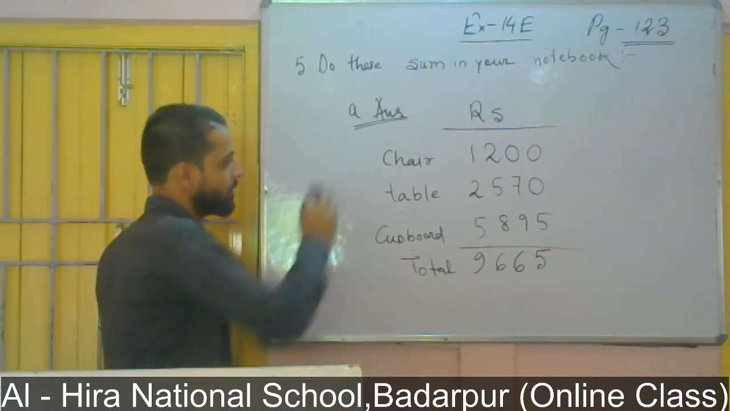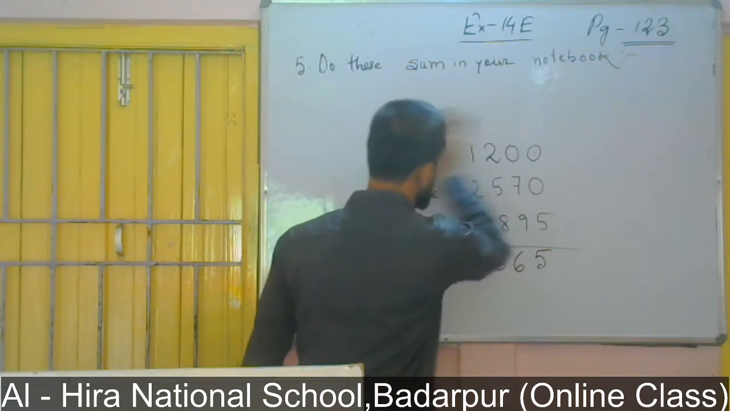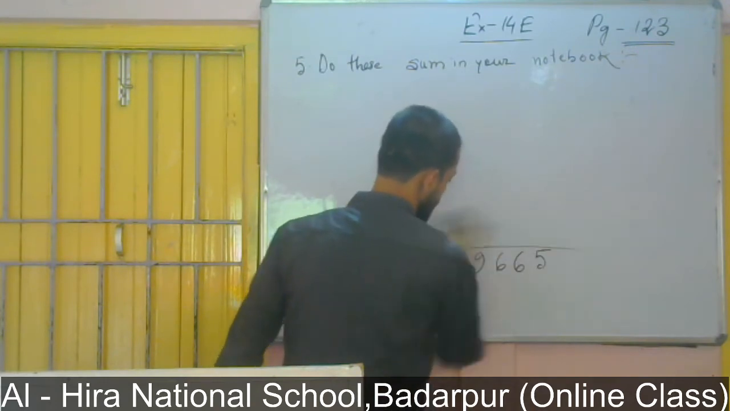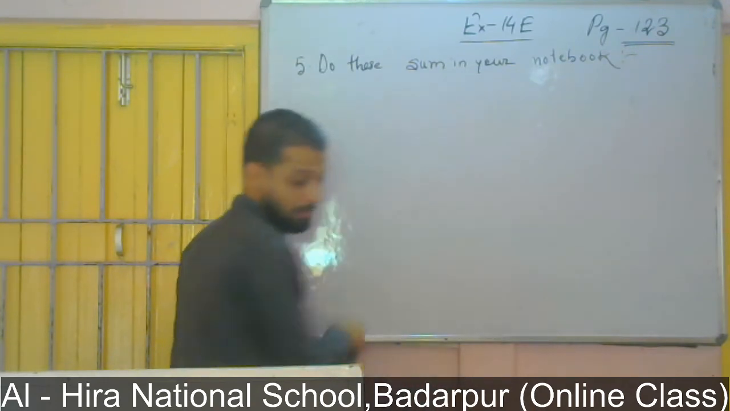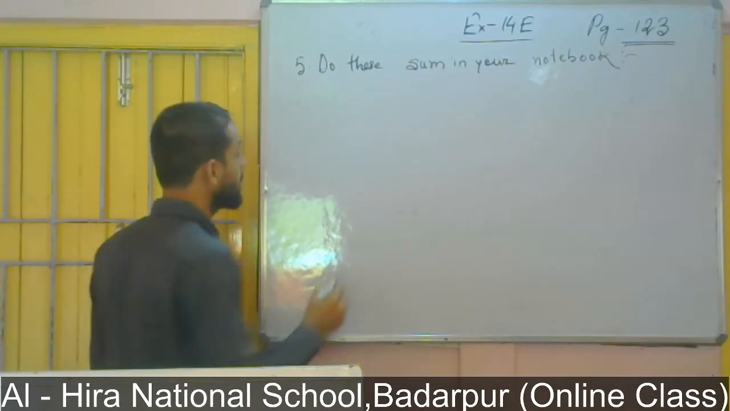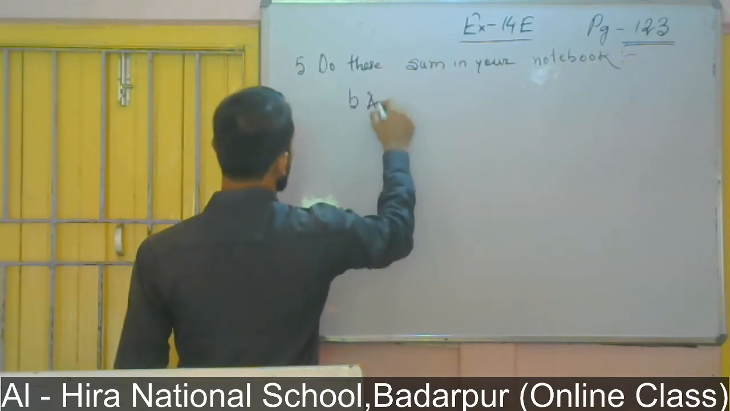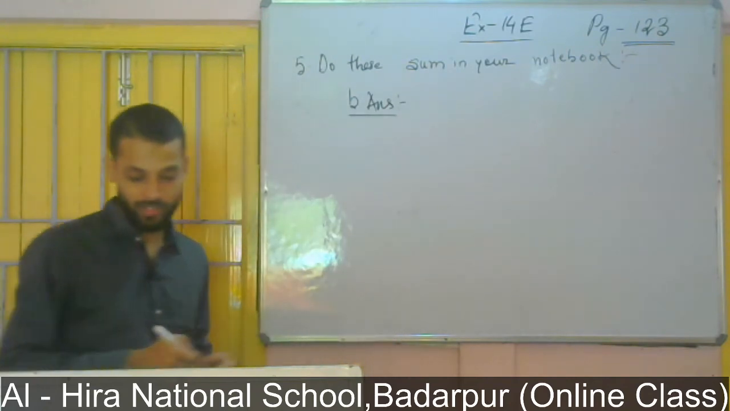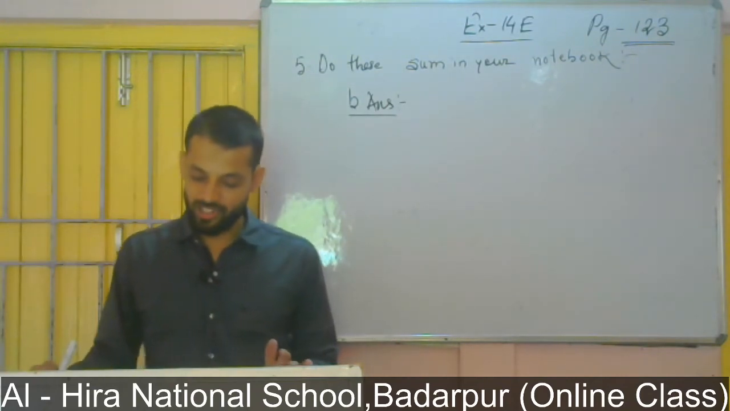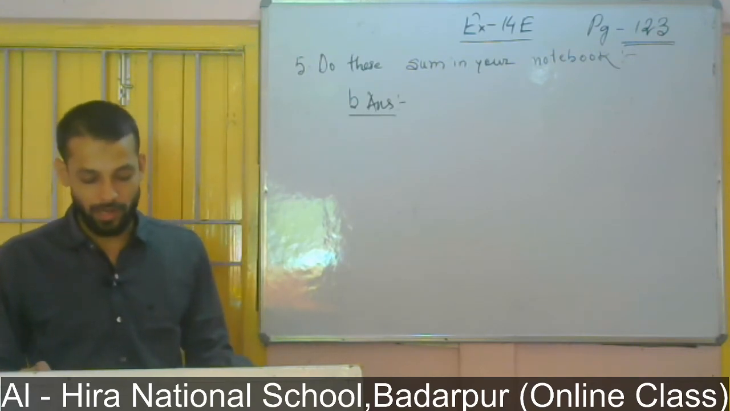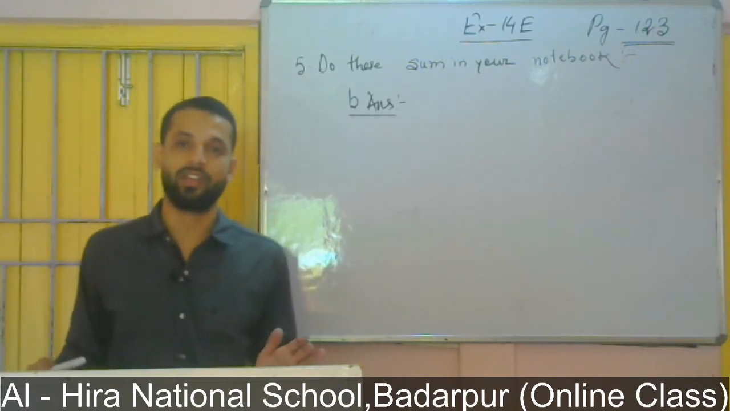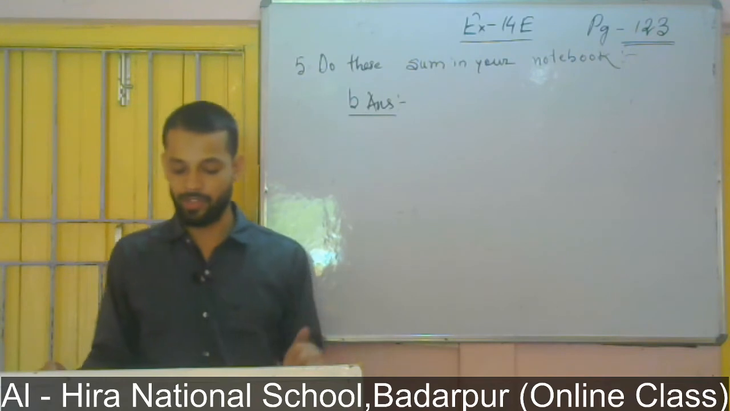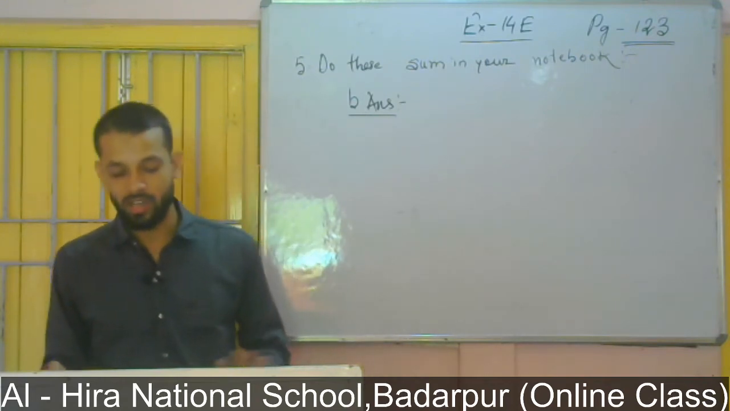Next we'll move towards question number B. What is question number B? Let us see. So Sony got rupees 51 from her grandma. That means she has collected rupees 51 from her grandmother.